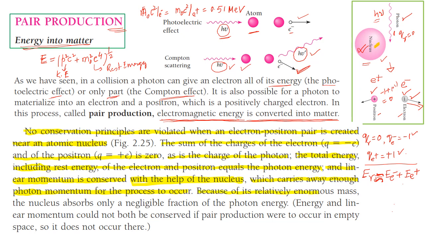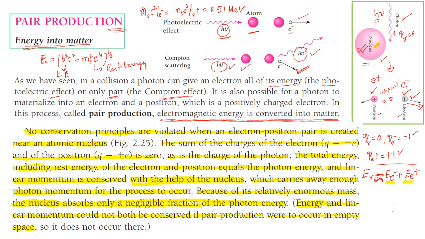And because of the relatively enormous mass of the nucleus, the nucleus absorbs only a negligible fraction of the photon energy. As I already told you, most of the energy, almost all of it, is taken care of by the electron and positron, and only a very negligible amount of the energy of this photon is taken by the nucleus. So the energy and linear momentum could not both be conserved in this process of pair production if it occurred in empty space.